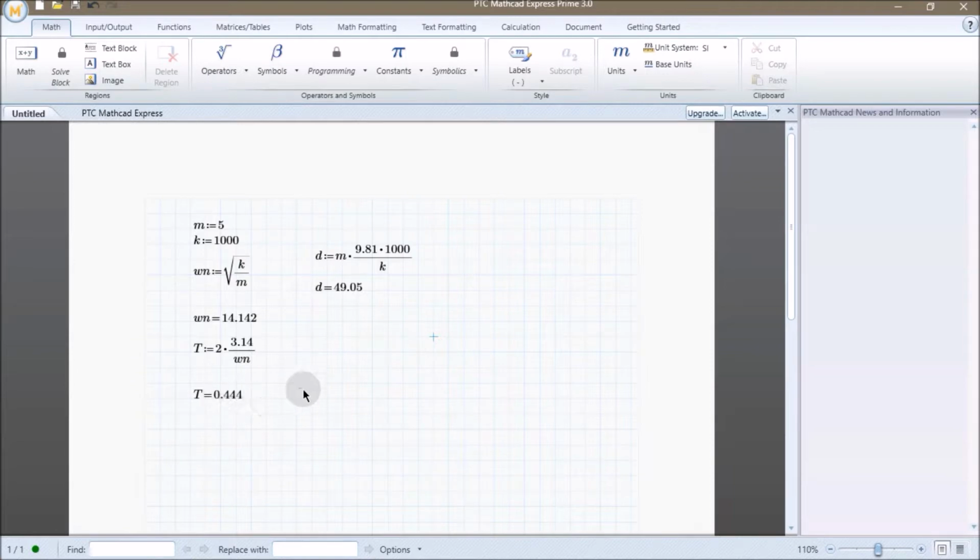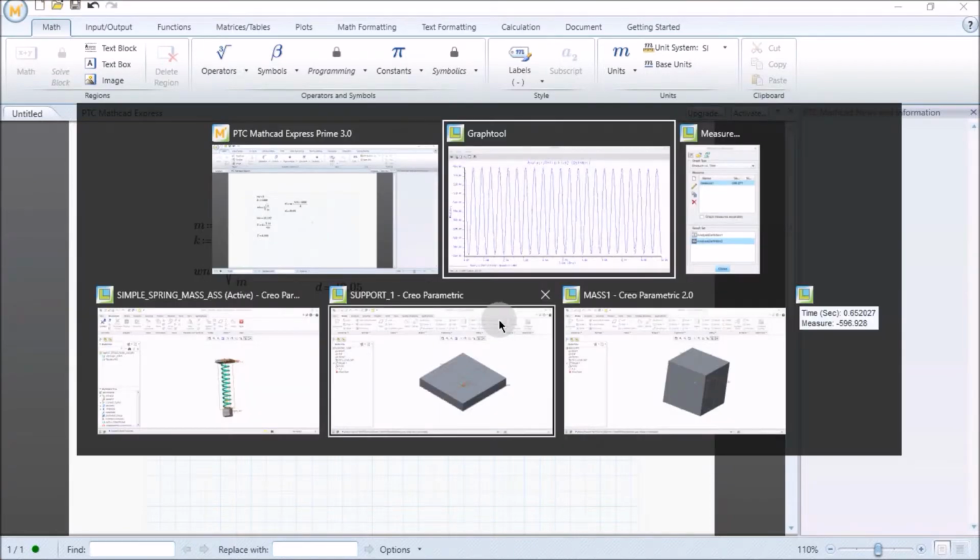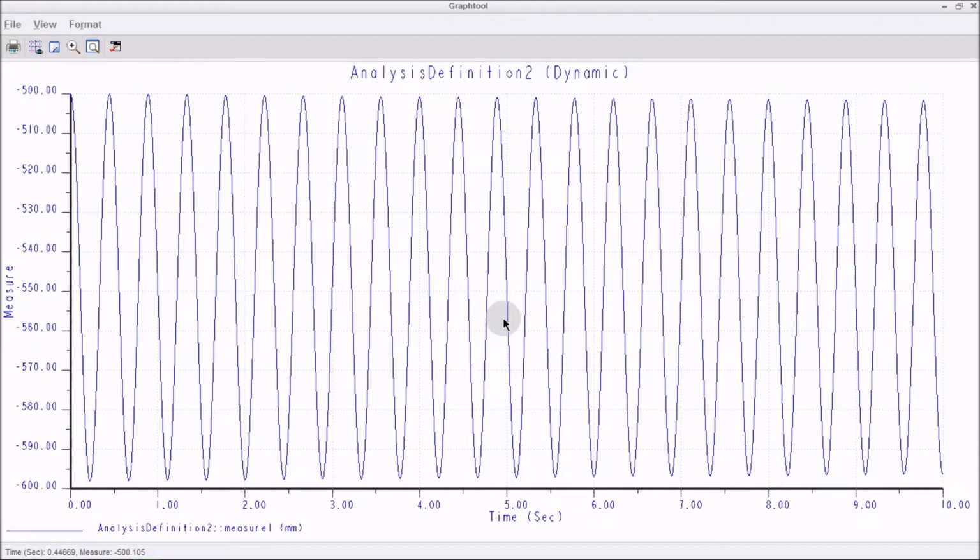So it seems good. Our analytical and this analysis are both the same.